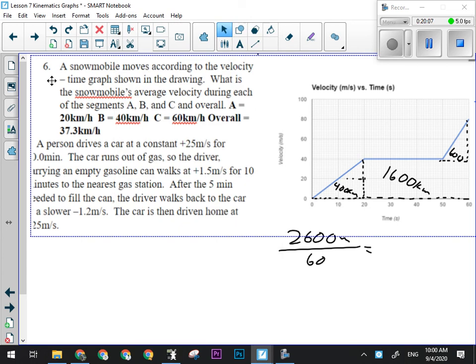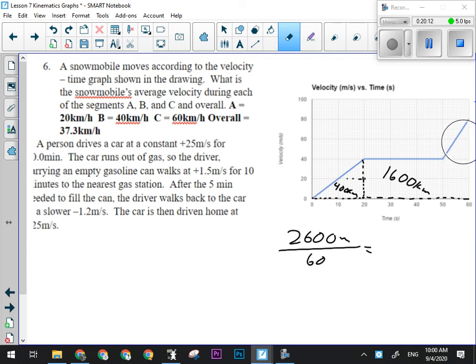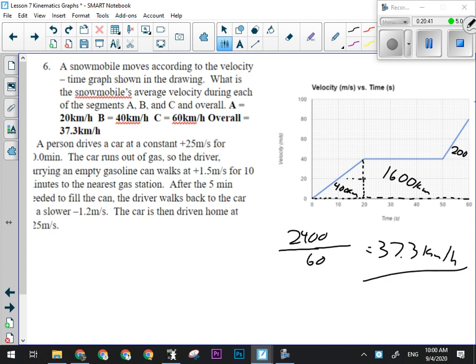Everybody all right with that one? How did you get 600 for the triangle? Oh, that's where I went wrong. The height of the triangle is not 600. The height of the triangle is 40, so this should be 20. This should be only 200. That's why. Good eye. So that's going to mean this is going to be 2,400, not 2,600. That's why it didn't seem right. Now 2,400 divided by 60 should be 37.3 kilometers per hour. Sorry. Everybody all right with that? Besides my screw up, that's a bad example.